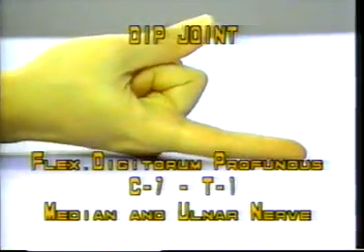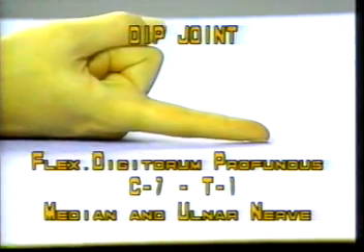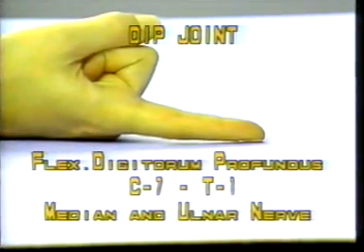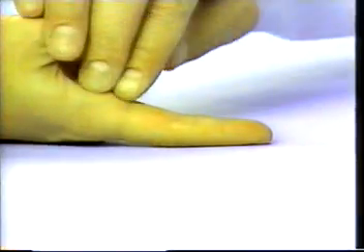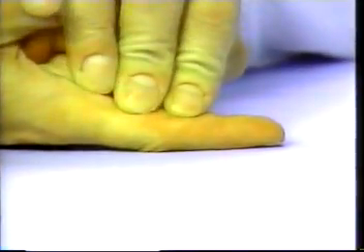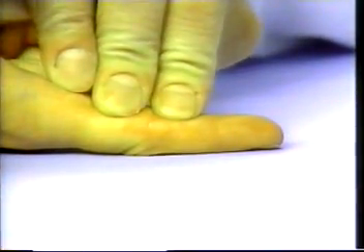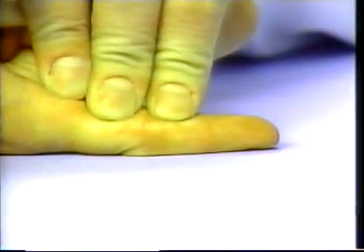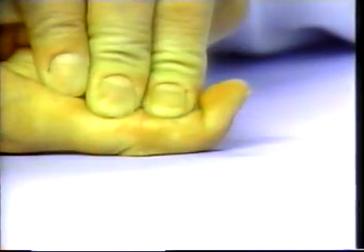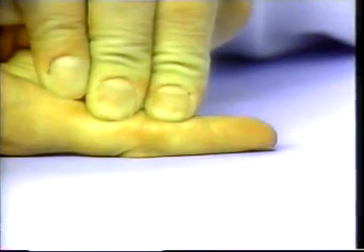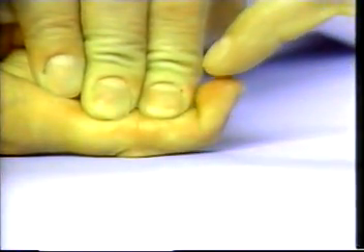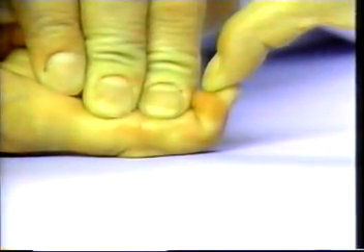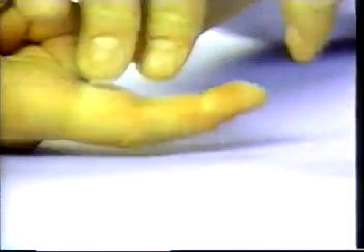Distal interphalangeal joint, flexor digitorum profundus, C7 to T1, median and ulnar nerve. Stabilize the metacarpal phalangeal joints and proximal interphalangeal joints in extension. Then instruct the patient to flex the tip of the finger. In this manner, only the flexor digitorum profundus is being tested. Test each finger in turn.